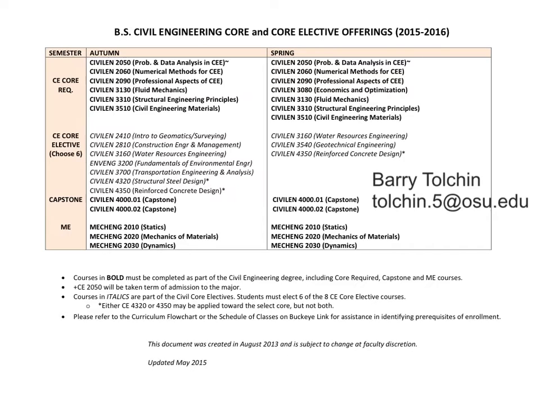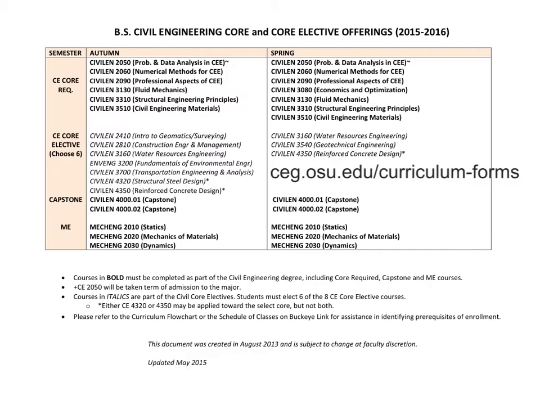So the courses that you see listed here, this list can be found on our website. That is ceg.osu.edu/curriculum and forms. So that's a pretty easy page to find on our website and has this and a lot of other scheduling information available there to you.